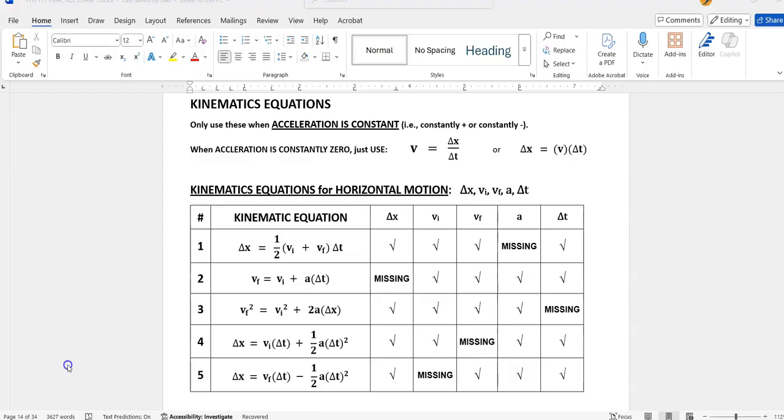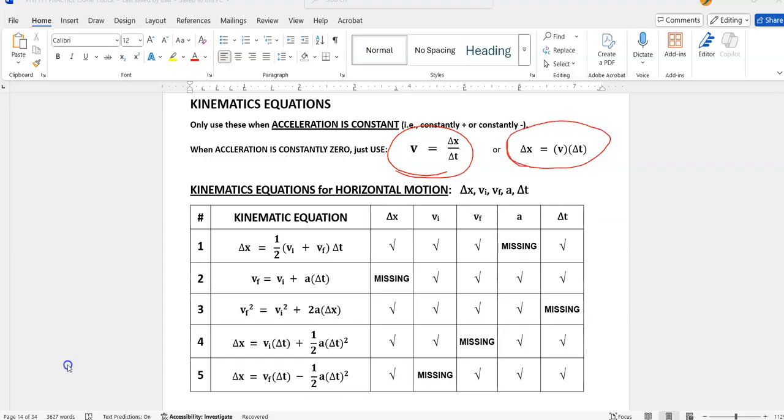So, shown here, you see this big table of formulas, but before we get to this big table of formulas, I want you to note the very first sentence here. Only use these equations when acceleration is constant, meaning constantly zero, constantly a positive number, or constantly a negative number. Now, if the acceleration is constantly zero, you can use these equations, but please don't. Use instead the simplified version of the equation, and that simplified version can be written in a couple different ways.